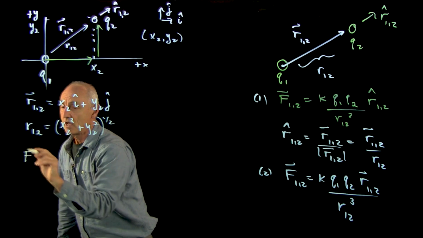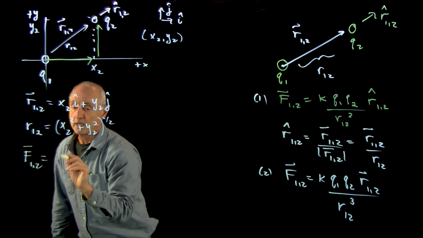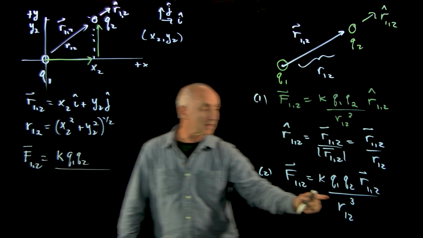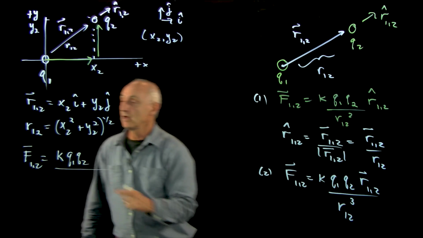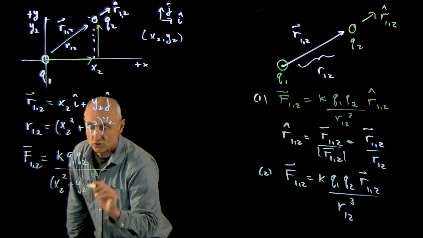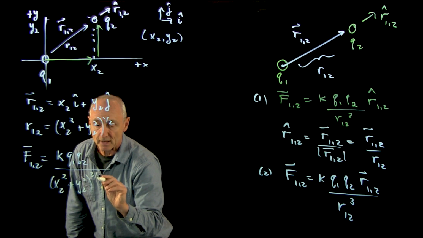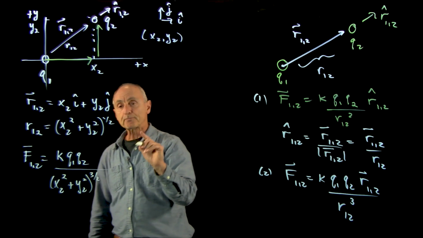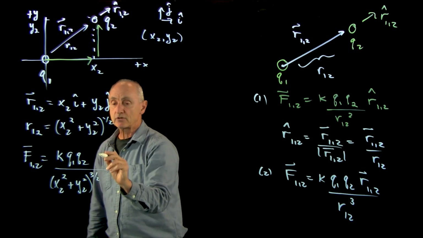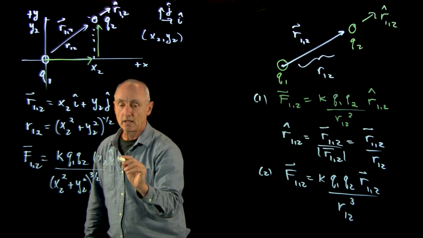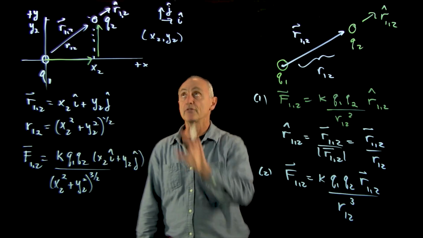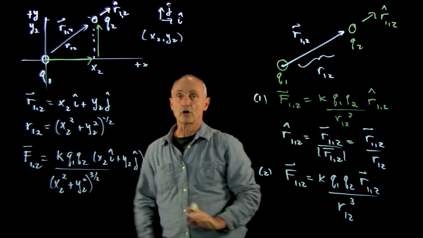And so the force on object 2 is the constant K, Q1, Q2. Now here's where this is to the cubed. And what we have is x2 squared plus y2 squared to the 3/2 power. And that's because this is to the 1/2 cubed. And now we have the vector x2 i hat plus y2 j hat. And so we've now expressed the force on object 2 in terms of our Cartesian coordinates.